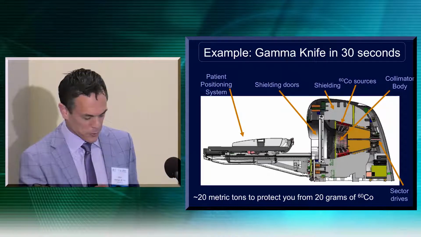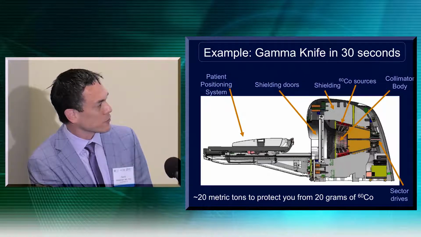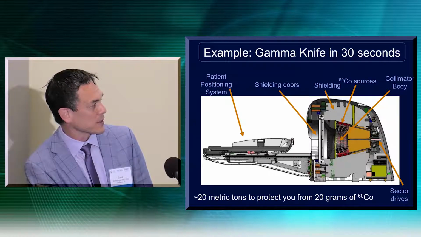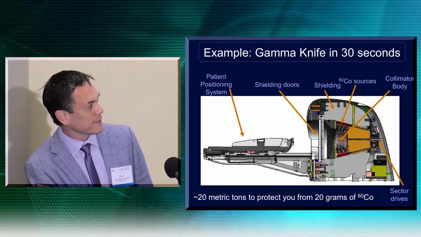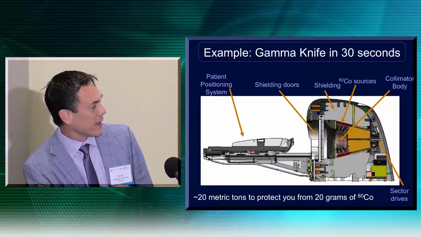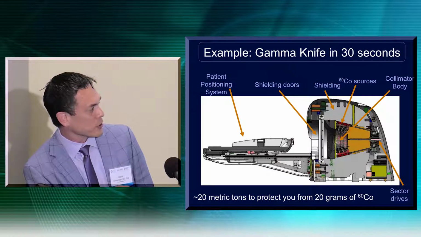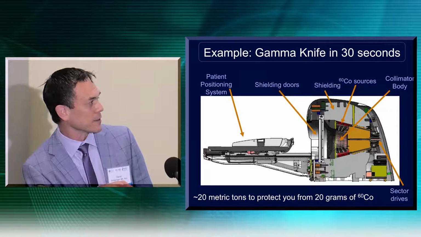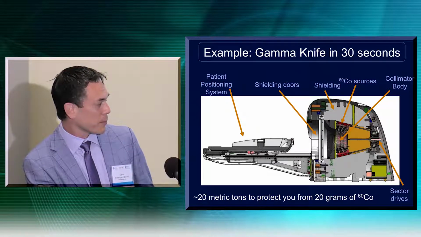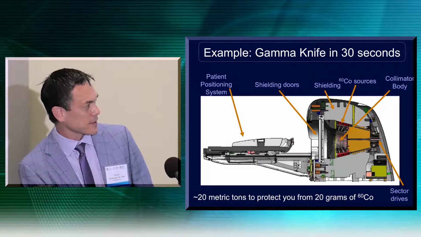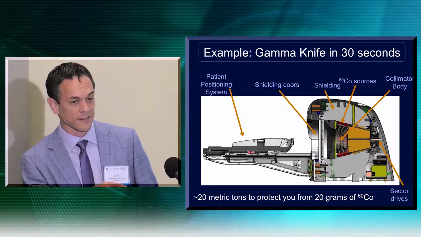Maybe I'll try this laser pointer. There's some motors in the back of the unit that drive the sources back and forth over different size beam channels to give us different size beams. Most of the rest of a gamma knife is shielding to protect everybody from the cobalt-60. And then the patient is on a treatment table that moves into the machine and can very, very accurately position the patient within the machine. So pretty simple. An interesting fact is that there's only about 20 grams of cobalt-60 in a unit that weighs 20 metric tons, so it's pretty cool.